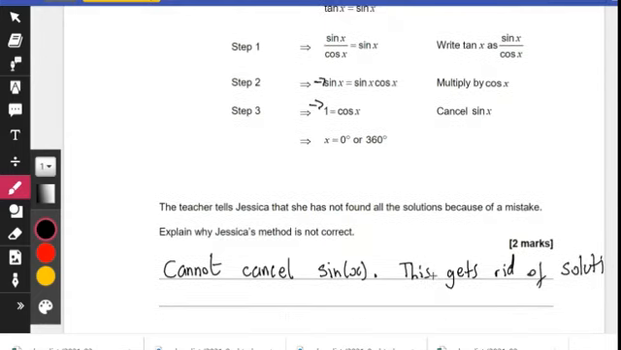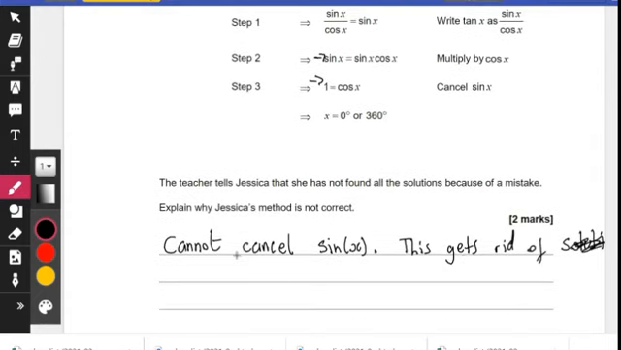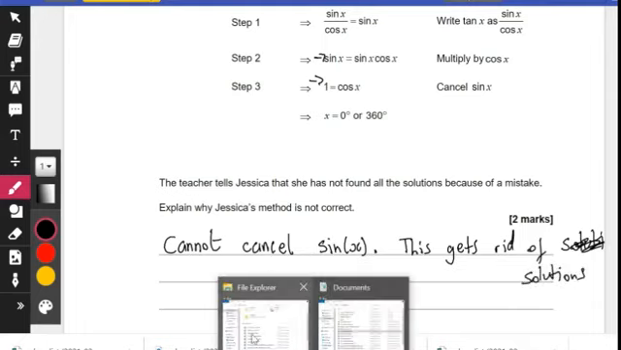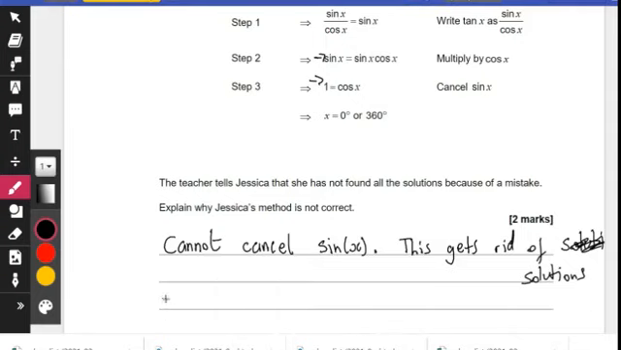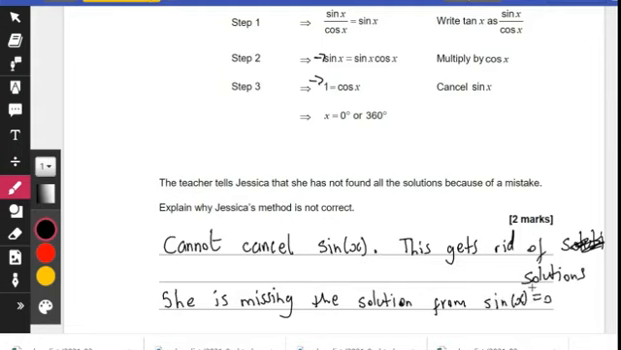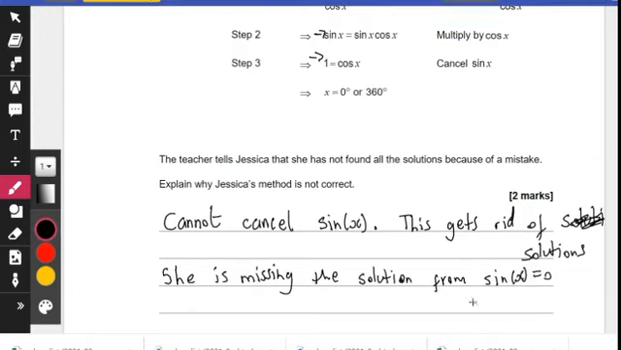Ooh, I can't even write onto the, I thought I could write off the page. So, and then we can also say she is missing the solution from sin x equals 0, because that's one other solution. And of course, one of the solutions is that x equals 0, but also x equals 180. By saying that, that's going to guarantee your 2 marks.